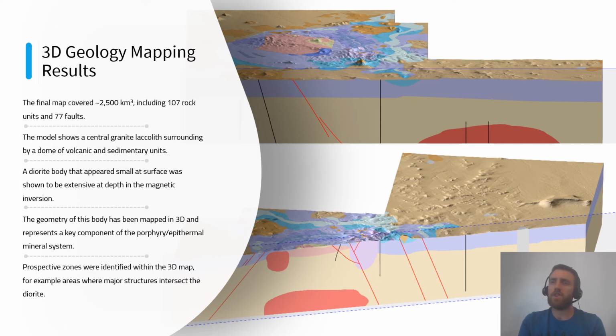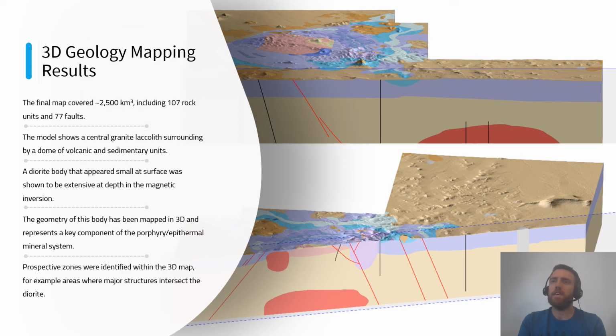And the 3D modeling shows that these intrusions are a lot more extensive at depth than they would appear from the surface. So it's potential that these are quite important for this epithermal porphyry mineral system, and they could represent the source of metals and fluids for the mineral system.